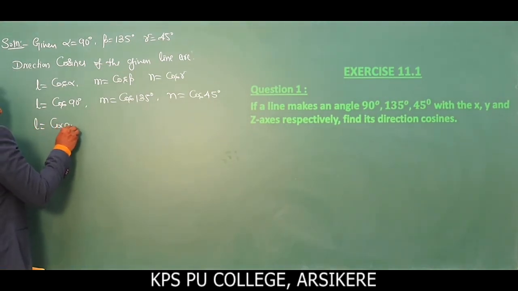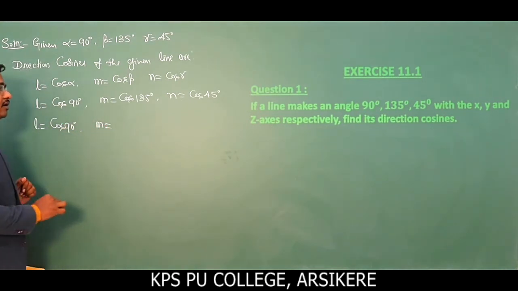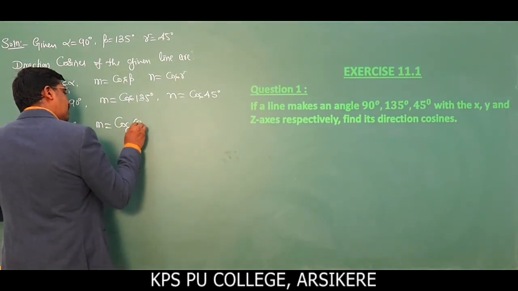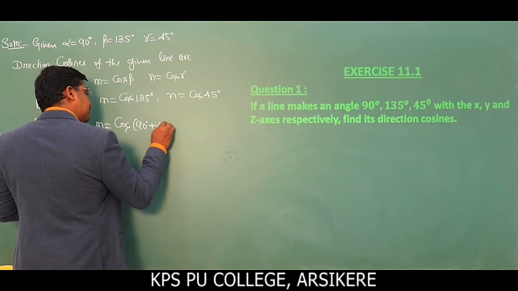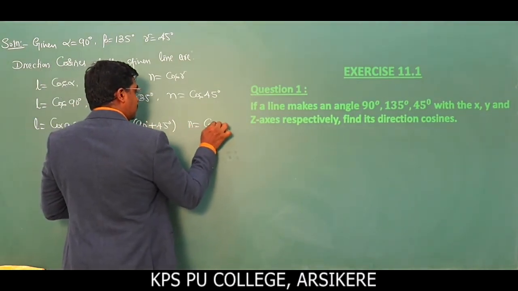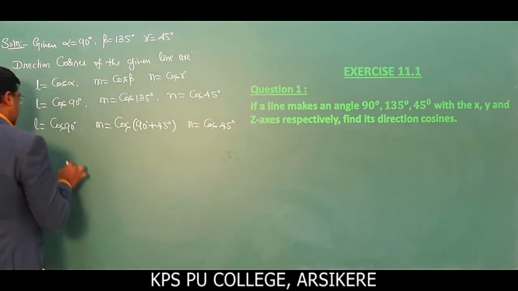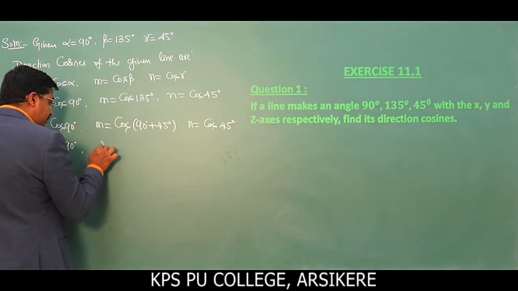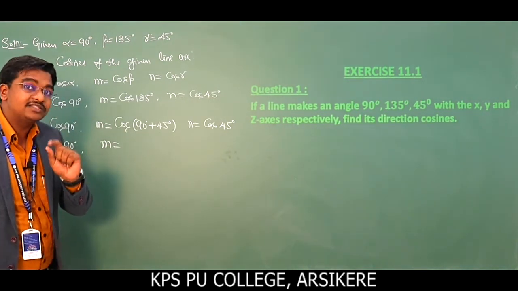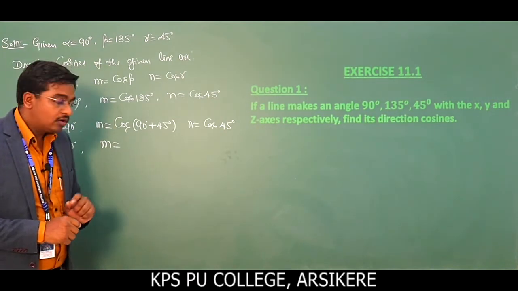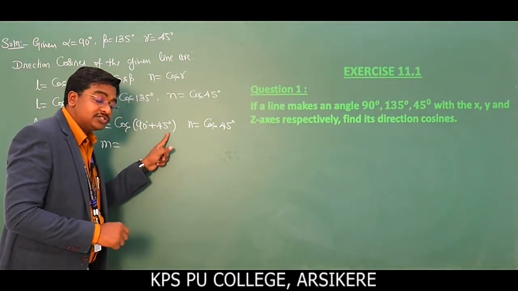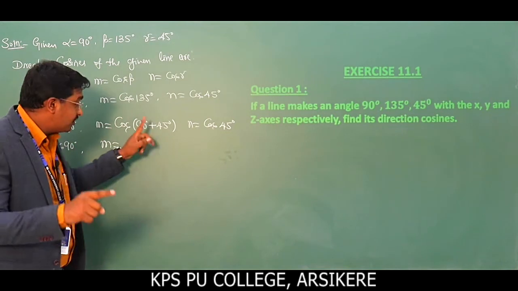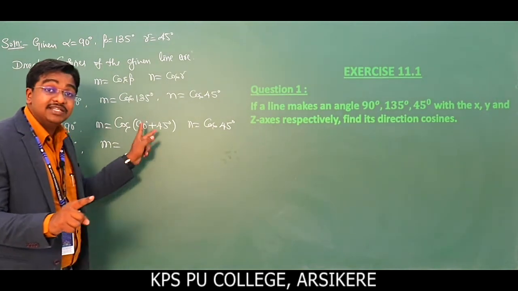I will take it here: l is equal to cos of 90, as it is. M is equal to, I will split 135 as 90 plus 45 degrees. Again n is equal to cos of 45 degrees. So l is equal to cos 90 value. And what about m? M is equal to cos of 90 plus theta. So go with the trigonometric function here: what is cos of 90 plus theta? Very good, that becomes minus sin theta, because it is in the second quadrant.